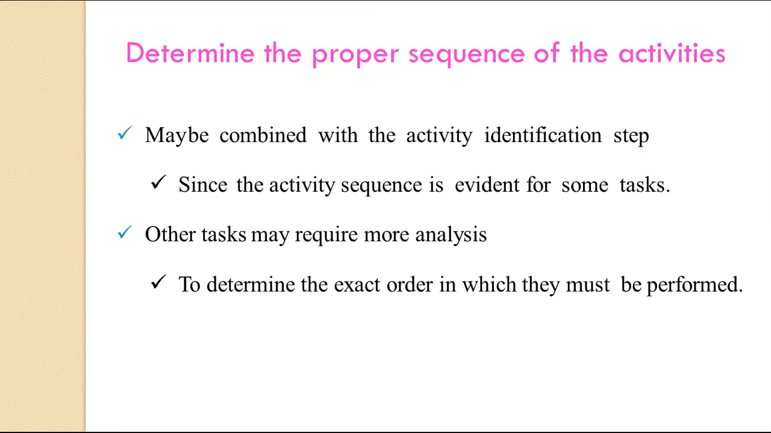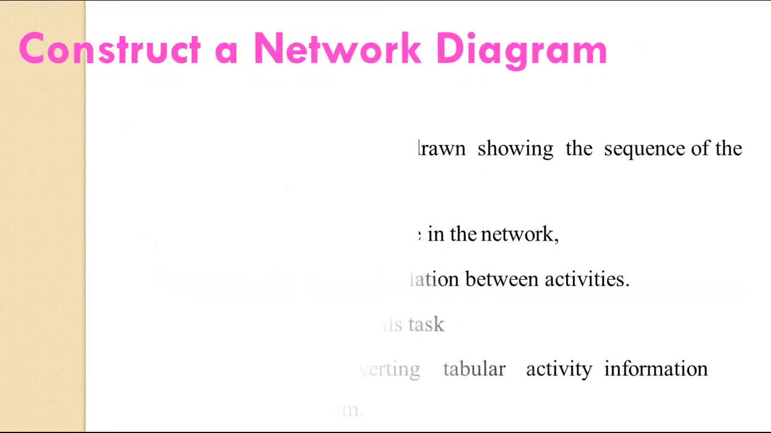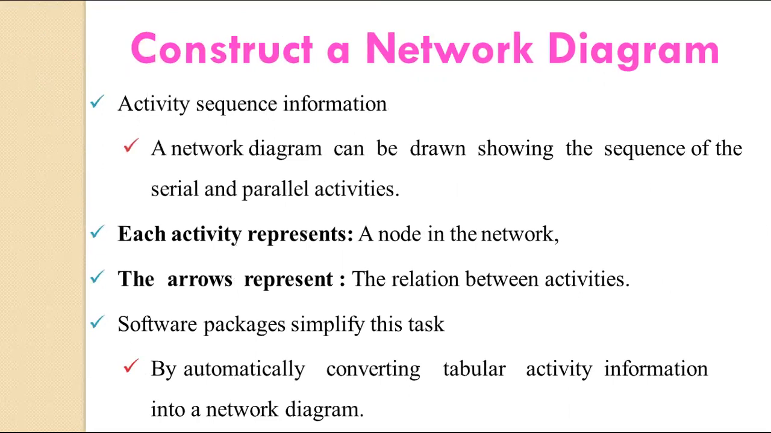So we need to construct the network diagram. Using the activity sequence information, a network diagram can be drawn showing the sequence of serial and parallel activities. Here each activity represents a node in the network, and the arrow represents the relation between these activities. So here the software package simplifies this task by automatically converting the tabular activity information into a network diagram.